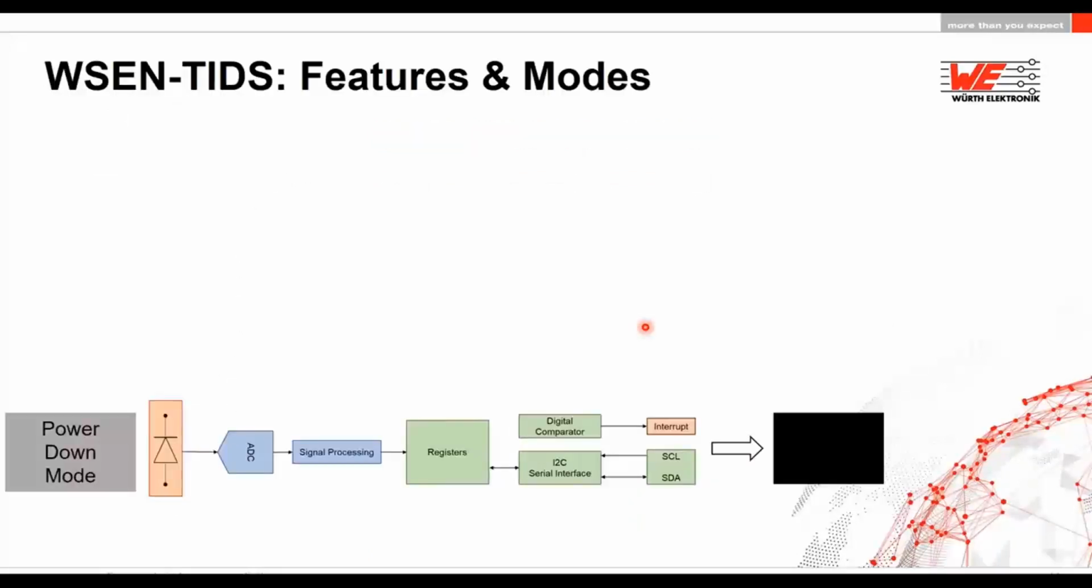Let's look at some of the features and modes of the sensor. Here you see the block diagram. When you power up the temperature sensor, it is always in the power down mode. In the power down mode, it consumes the least amount of power, and in certain applications, the sensor remains most of the time in the power down mode.